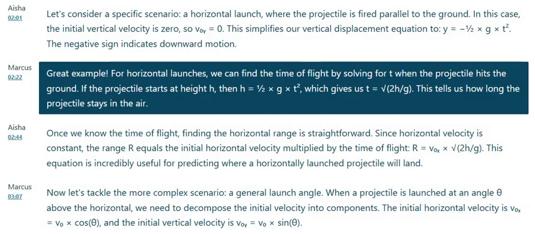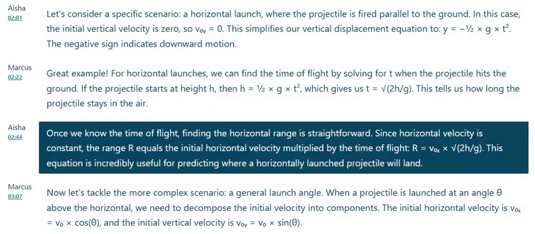Great example. For horizontal launches, we can find the time of flight by solving for t when the projectile hits the ground. If the projectile starts at height h, then h equals 1/2 times g times t squared, which gives us t equals the square root of 2h over g. This tells us how long the projectile stays in the air.